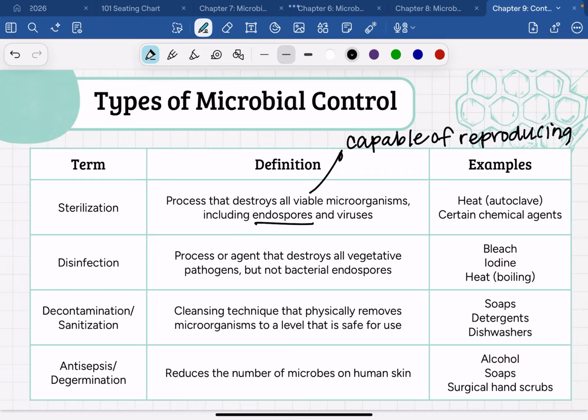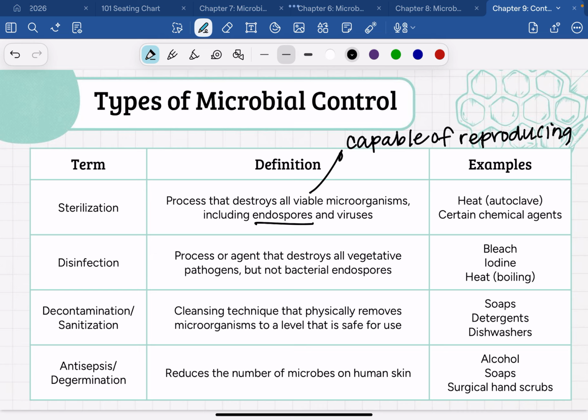So we talked about endospores in the last section. Endospores are a protective or defensive structure that some bacteria are capable of creating that basically makes them go dormant. And I know we talked about this before, that endospores are incredibly difficult to kill. That's the point, right? That's why bacteria make them. They make them so that they can survive in incredibly harsh environments. So something is only considered sterilized if it also kills endospores and viruses. There are some viruses that are very difficult to kill.